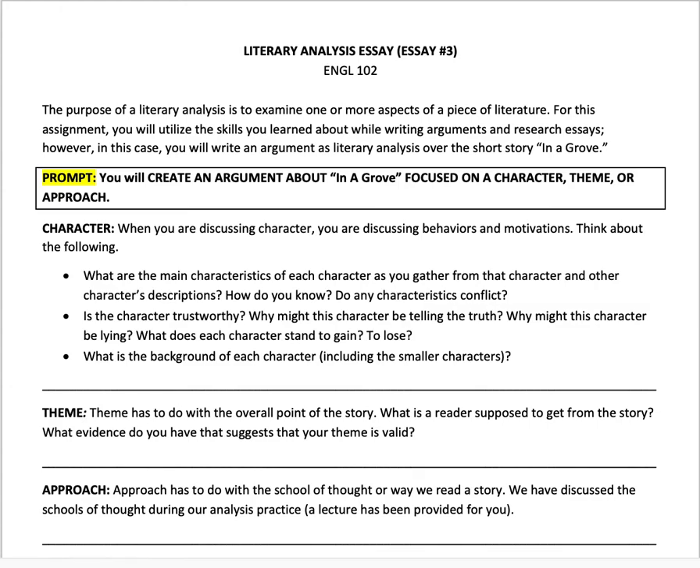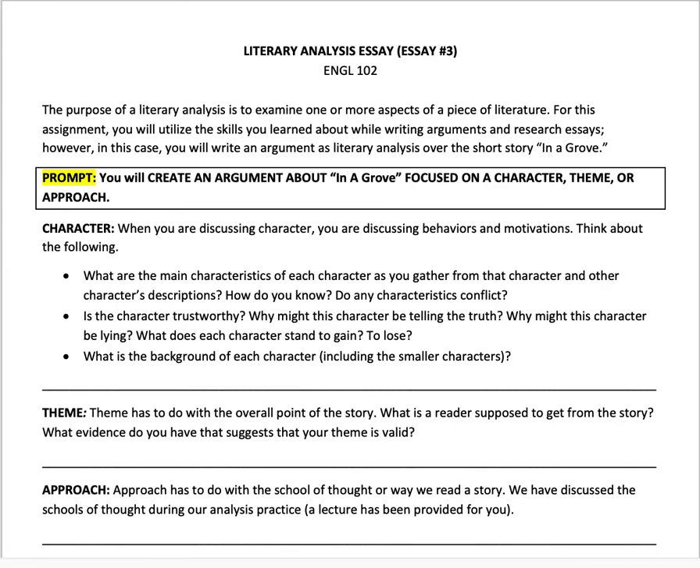So for the purposes of this essay, you're going to create an argument about In a Grove focused on either a character, a theme, or an approach. So whether you choose to talk about a character, a theme, or an approach is up to you. Choose what you find to be most interesting.